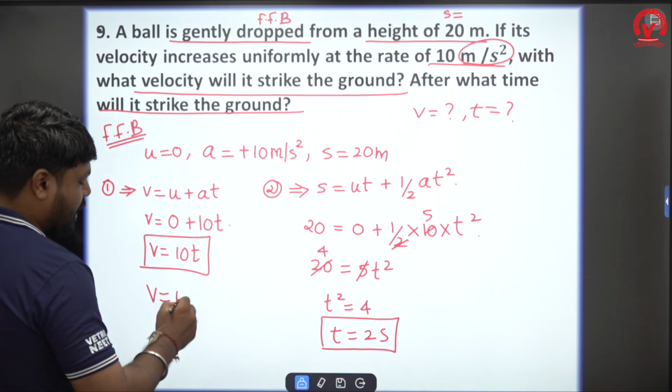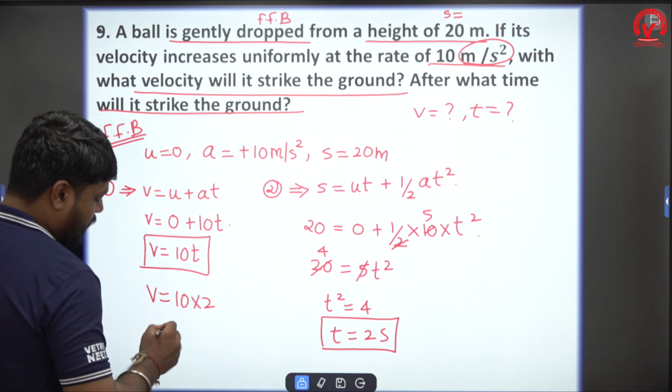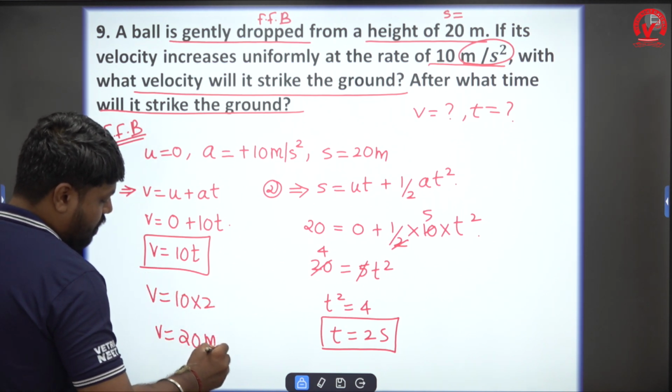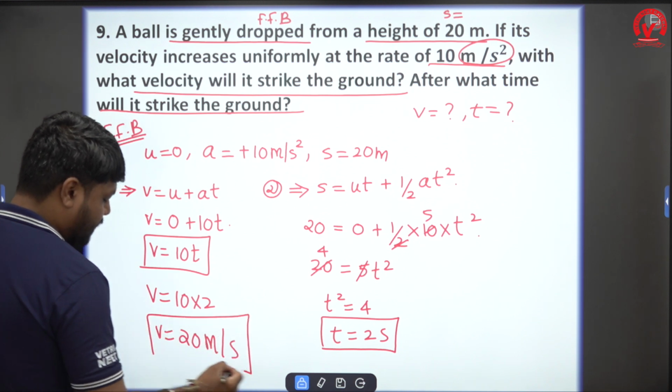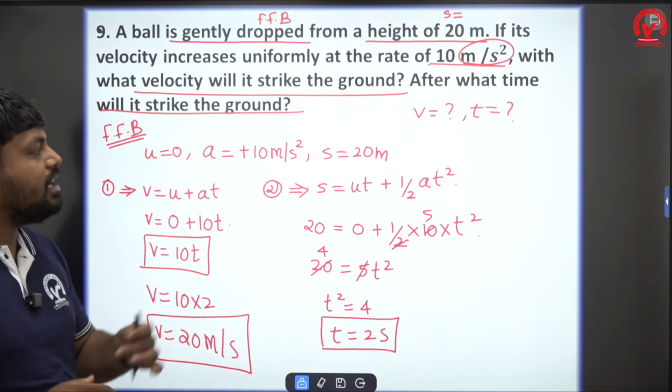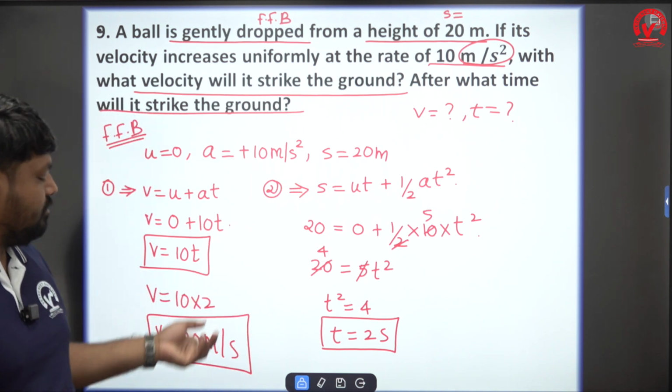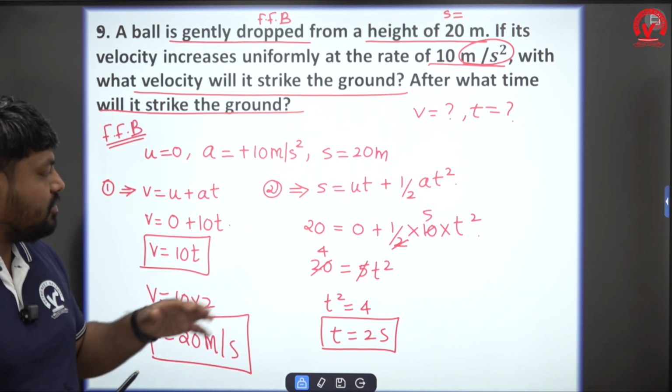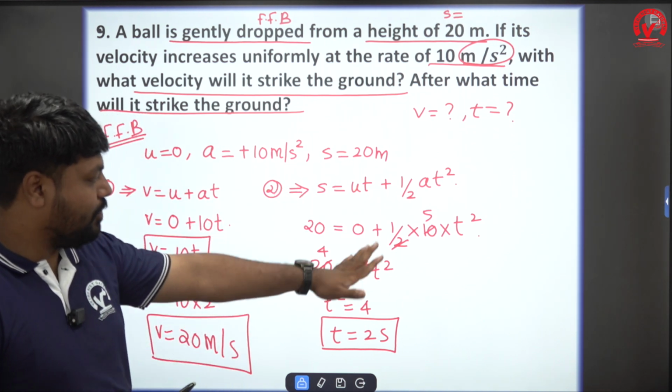So v is equal to 10 into 2, so v is equal to 20 meter per second. At what velocity will it strike the ground? At 20 meter per second. We cannot use the third equation because we don't know v. V is 10t, right? So use the first and second equations and do it carefully.